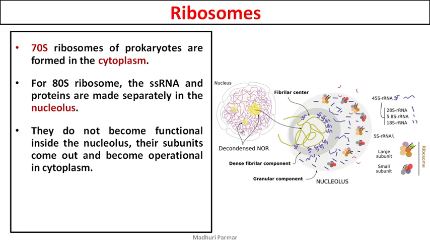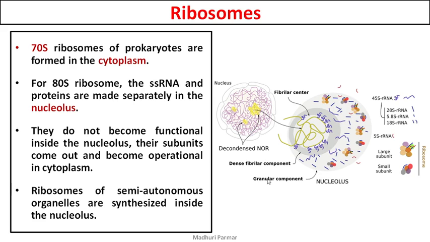They do not become functional inside the nucleolus. These ribosomes do not come together and become functional inside the nucleolus. They are subunits, the larger subunit and the smaller subunit. They come out of the nucleus into the cytoplasm. Then they come together and become operational. Ribosomes of semi-autonomous organelles, which means ribosomes of plastids, specifically chloroplasts, and mitochondria, are also synthesized inside the nucleus, in the specific region called the nucleolus.